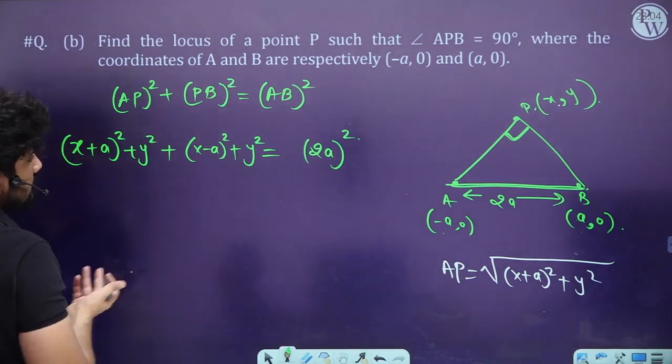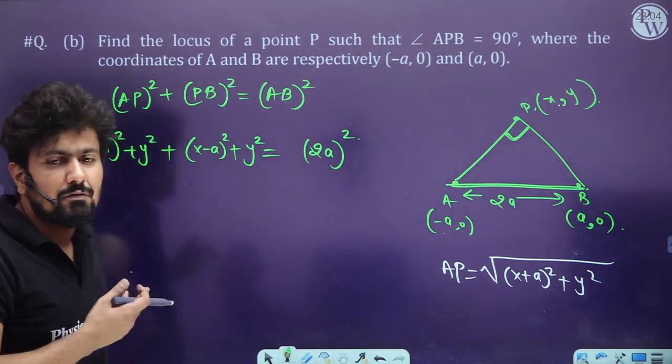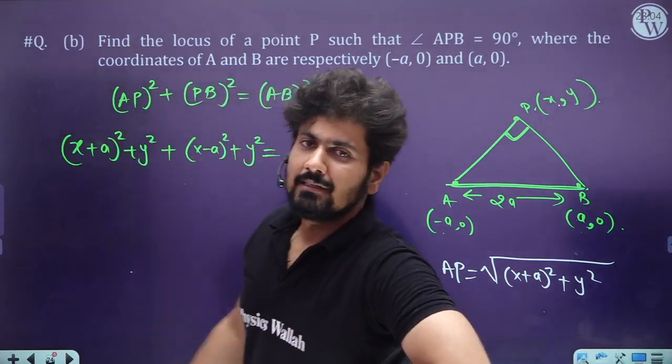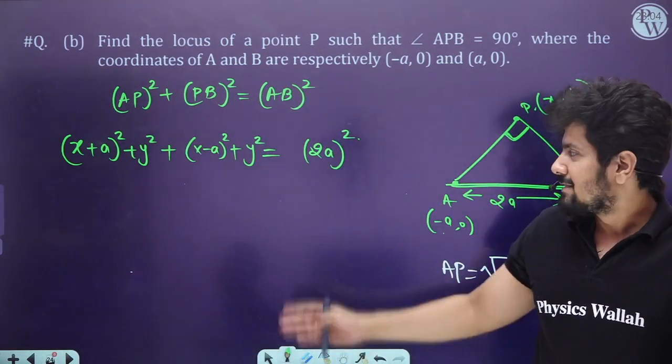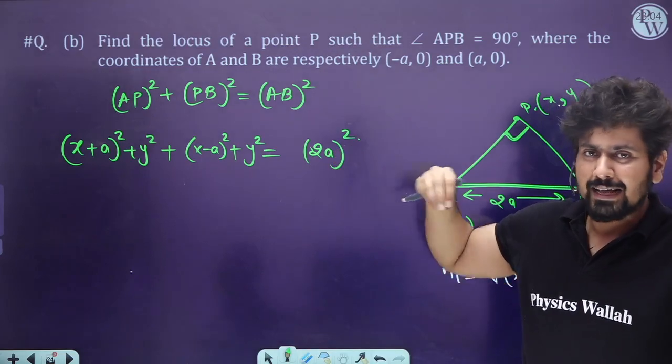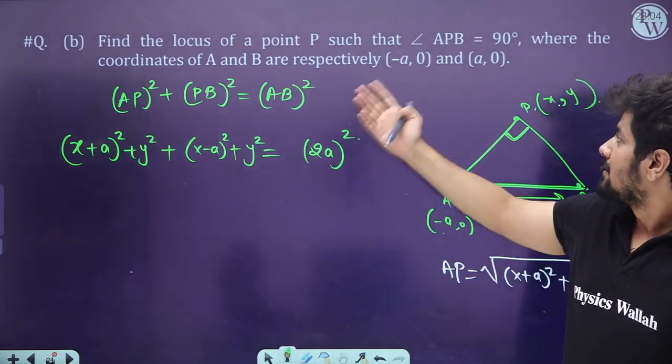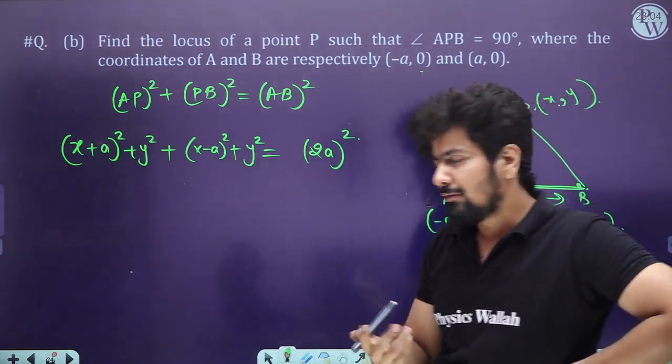Now simply, this is our locus. We got the answer, that's it. An equation in terms of x and y, that's our answer. There's the variable a. a is not a variable, a is a given thing. a is given in the equation, it is not any variable.